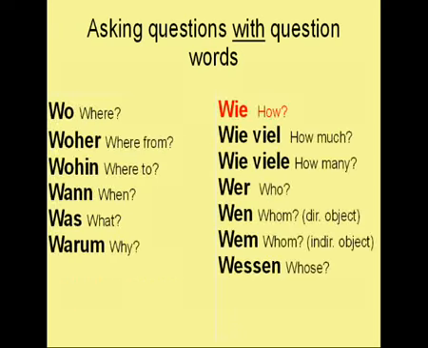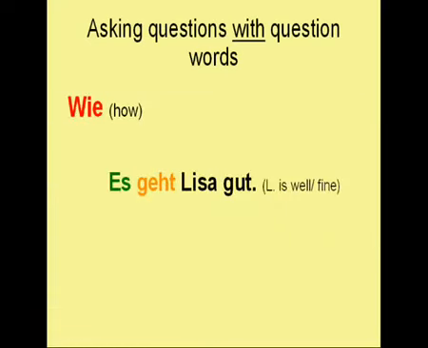Then there's the word wie, which means how. Here we have the sentence "Es geht Lisa gut." That sentence means Lisa is well or Lisa is fine. Notice that in this case, Lisa is not the subject of the sentence, but she's the indirect object. The subject of the sentence is it. So if I would translate it literally, I would say, it goes Lisa good, or it goes Lisa well, or it goes Lisa fine.